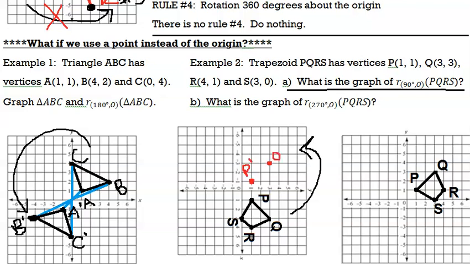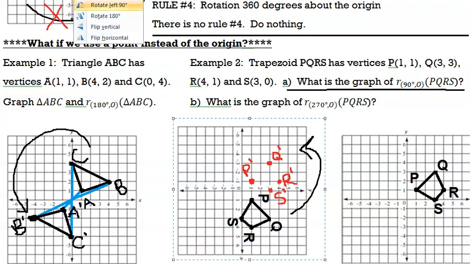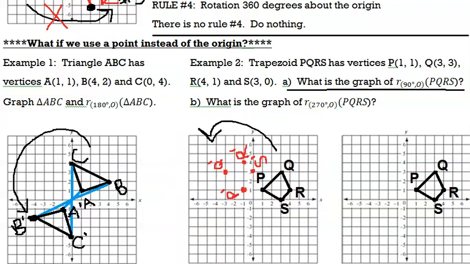P prime, Q prime. R was 4, 1. So go to 4, 1. Make a dot. And then S was 3, 0. So go to 3, 0. And make a dot. Now, you won't necessarily know whether you are right or wrong with all your work until you turn your paper correctly again. And then you look and you're like, well, did I go to the quadrant that I was supposed to go to? Turns out, yeah, absolutely you did. We knew what we were going to do.